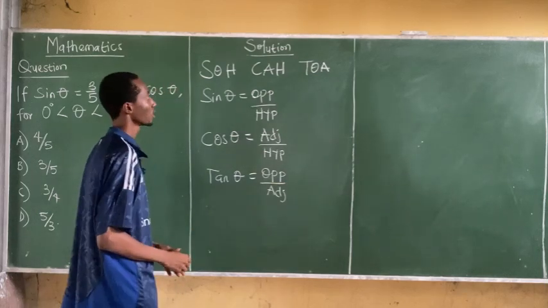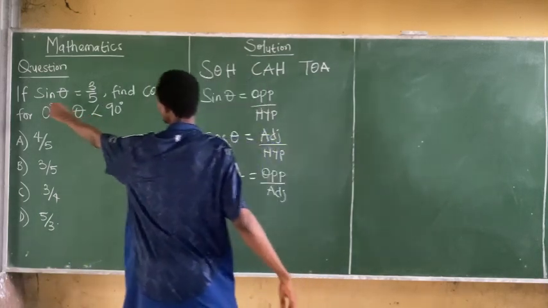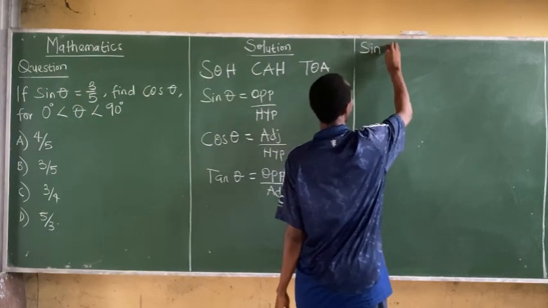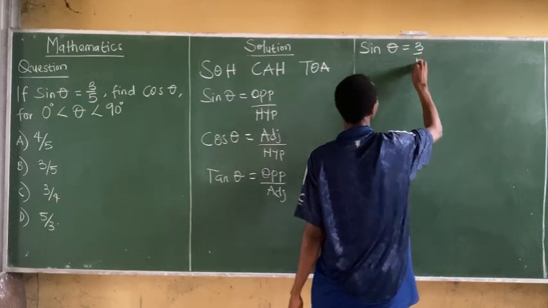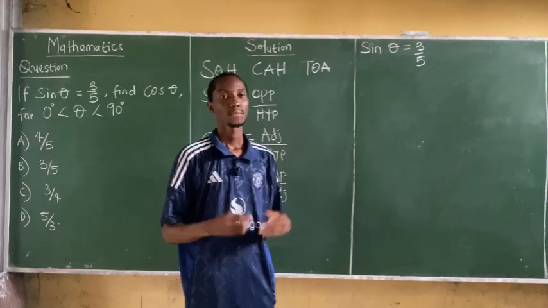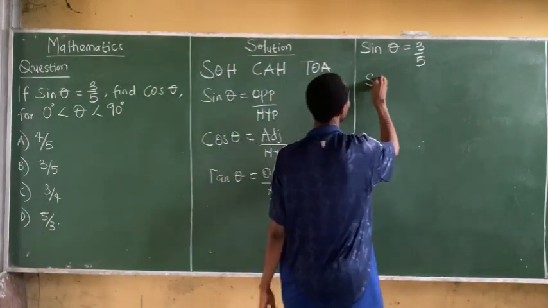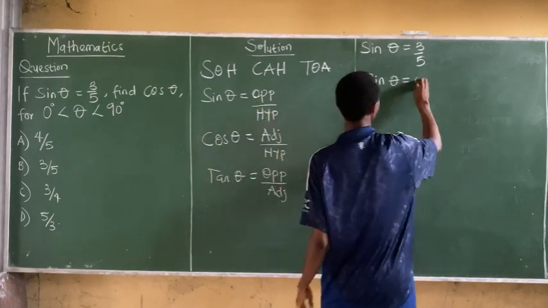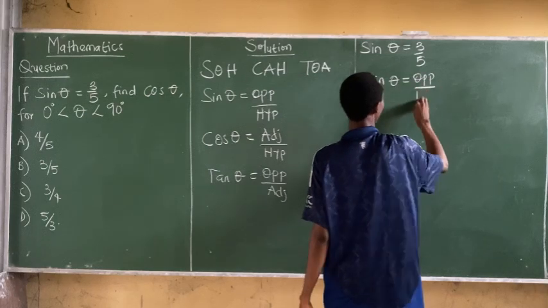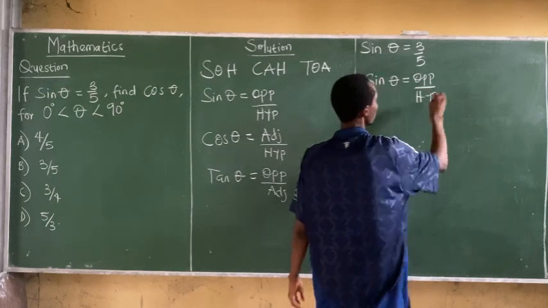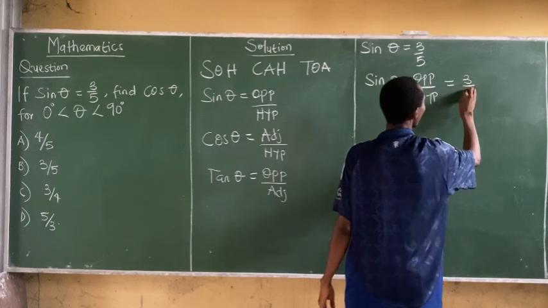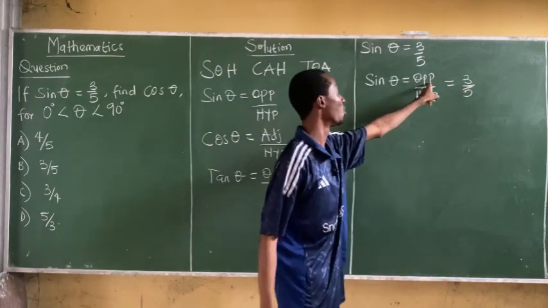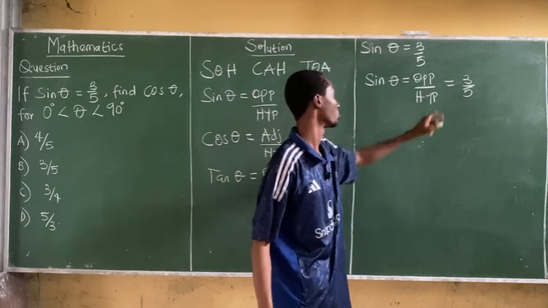From the question, they say if sine theta is equal to 3 over 5, so you are given sine theta is equal to 3 over 5, right? We have that sine theta is equal to opposite over hypotenuse, which is equal to 3 over 5. Meaning that 3 here is the opposite and 5 is the hypotenuse.